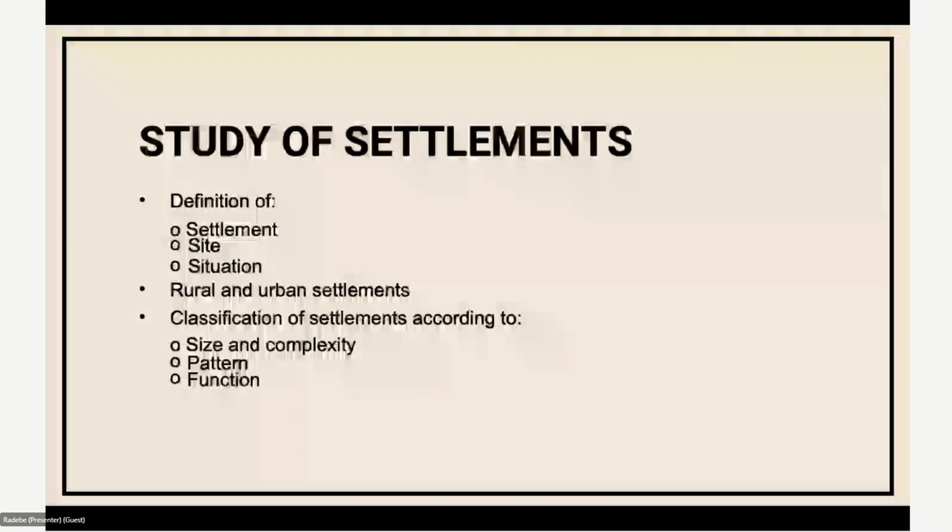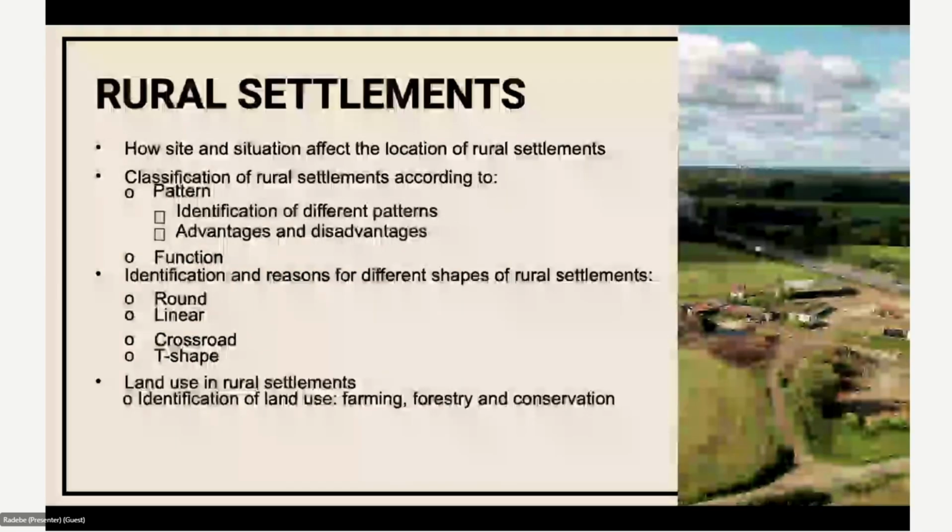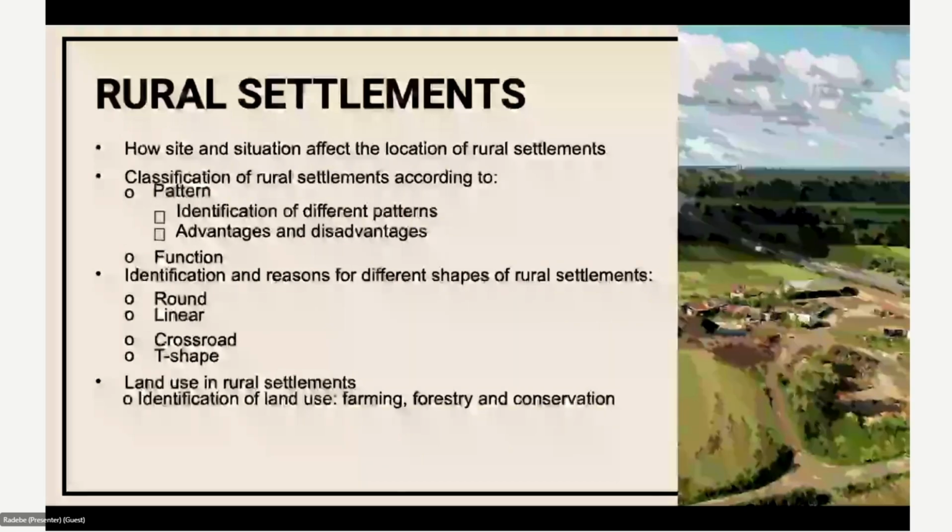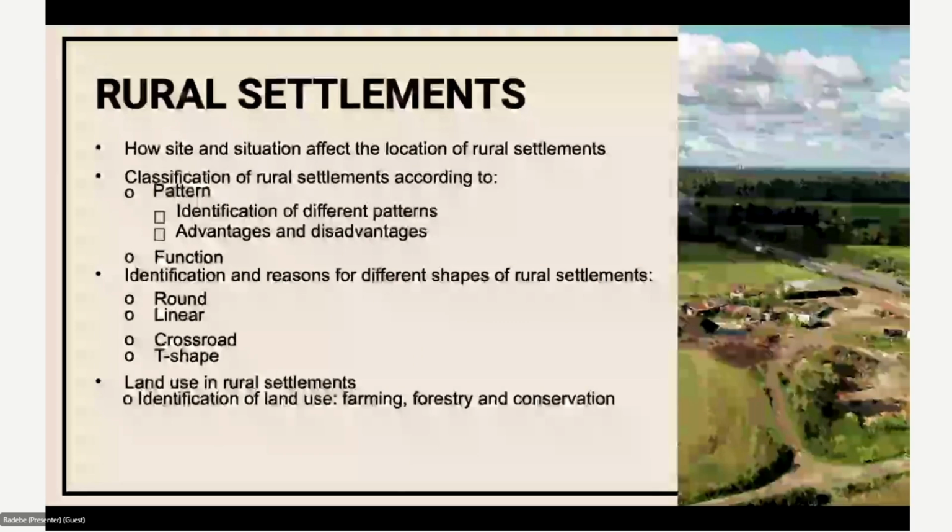Obviously, we must know the classification of settlement according to size, patterns, and also the functions. We'll be looking at that by looking at rural settlement and also urban settlement. So for the examination, obviously, your learners must know the rural settlement part and also the urban settlement part. And then on the next slide, if you focus more on the rural settlement, how a site and the situation affect the location of rural settlement.